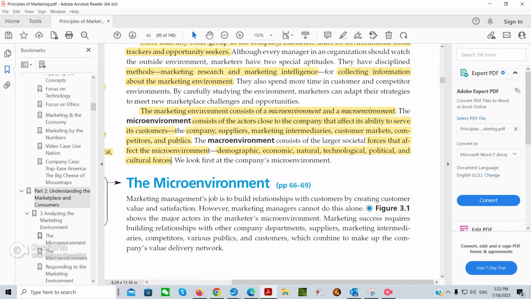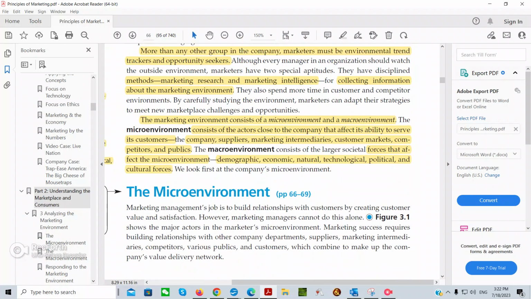Now, in the microenvironment, marketing management's job is to build relationships with customers by creating customer value and satisfaction. However, marketing managers cannot do this alone. Okay?